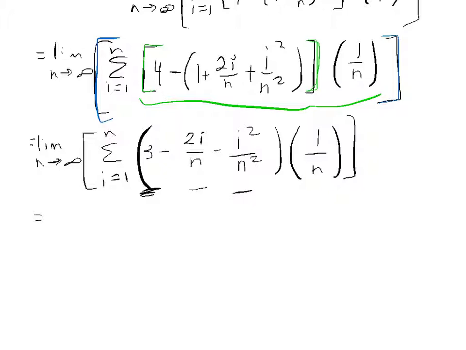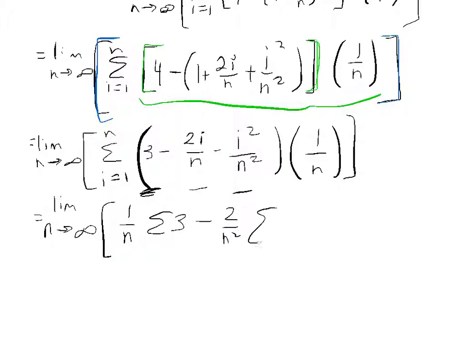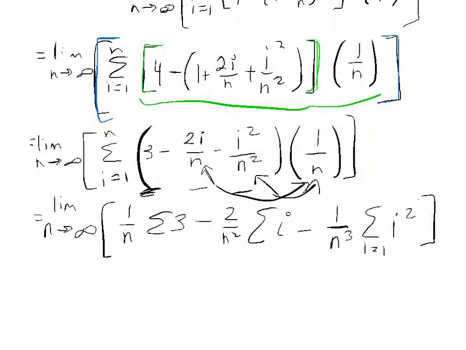So for this first part, taking the limit as n approaches infinity, the 1 over n can come out to the front. We're left with the sum of 3, minus the 2 over n squared can come out front, the n from there, and also the multiplied n from there is where that comes from. And it's just an i, and then minus 1 over n cubed, same thing, the n squared from here and the n from there multiply, and then the sum of i squared. And this is all from 1 to n.